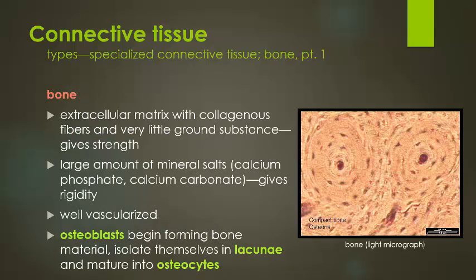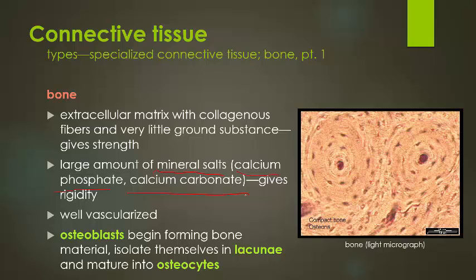All right, so cartilage is one type of connective tissue. Bone is a second type of the specialized connective tissues. The bones are probably the most rigid of the specialized connective tissues. So very, very dense, because the extracellular matrix has very little ground substance at all. It's mostly composed of collagenous fibers, and then it has a large amount of mineral salts. Calcium phosphate is one of the salts. Calcium carbonate is the other. Those are the primary salts. There are others too. And that gives the bone real rigidity.